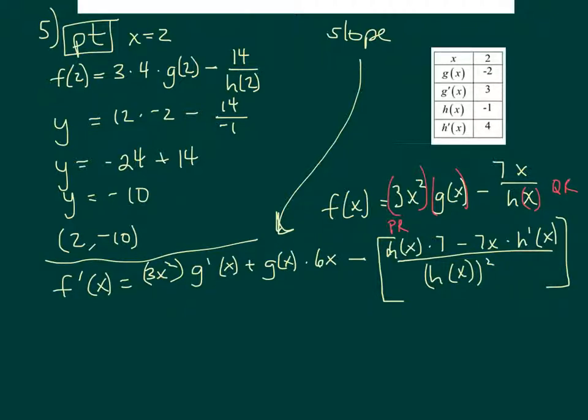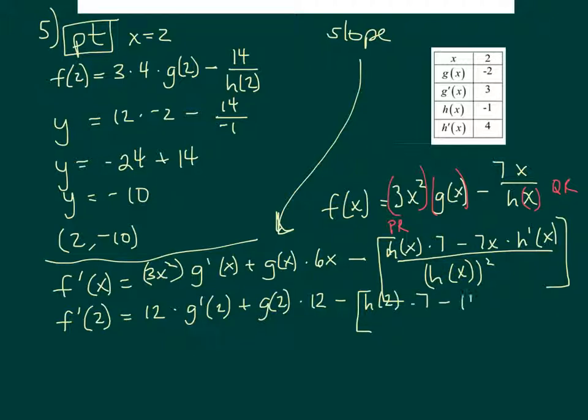Okay, so we found that derivative, and the derivative, remember, is the slope of the tangent, so that we could put in 2, so f prime of 2, and I brought the table down because we're going to need that as we evaluate this. So we're going to put 2 in for x, so 3 times 2 squared would be 3 times 4, so 12 times g prime of 2 plus g of 2 times 6 times 2 is 12. Okay, minus. All right, so this would be h of 2 times 7 minus 7 times 2 is 14 times h prime of 2 all over h of 2 squared.